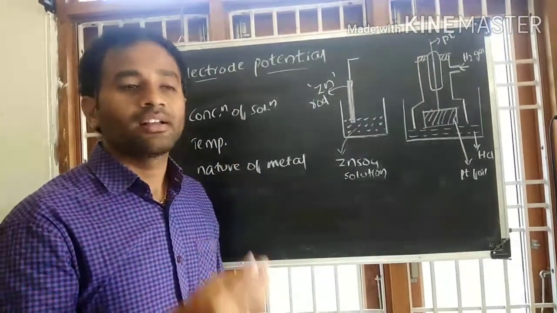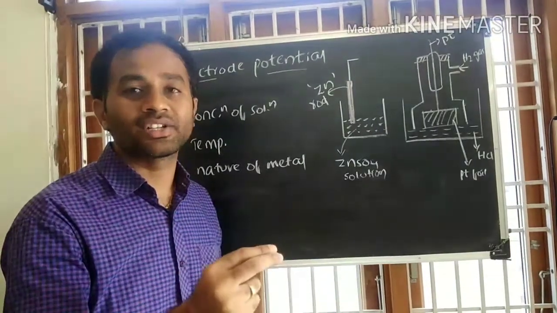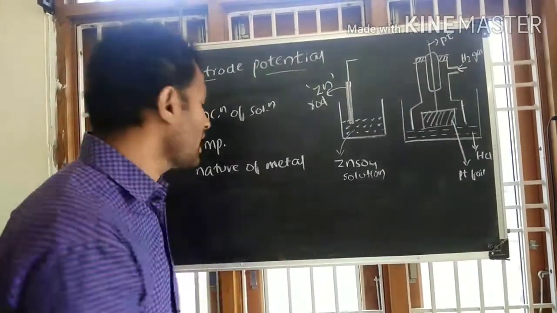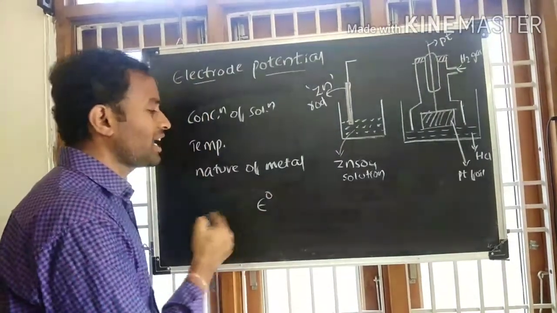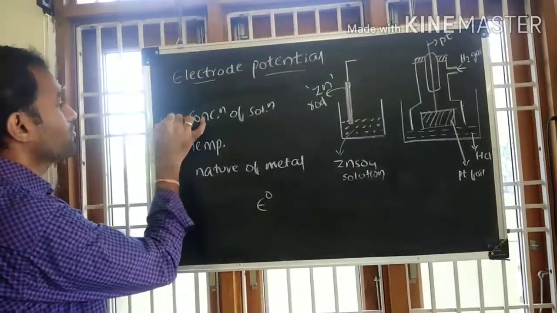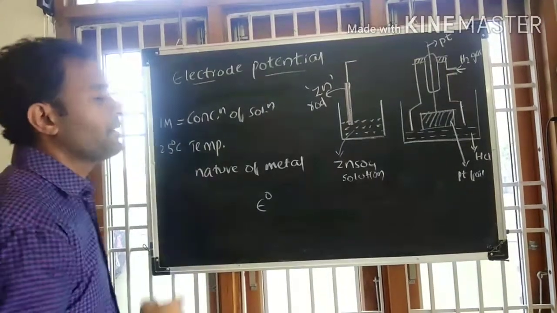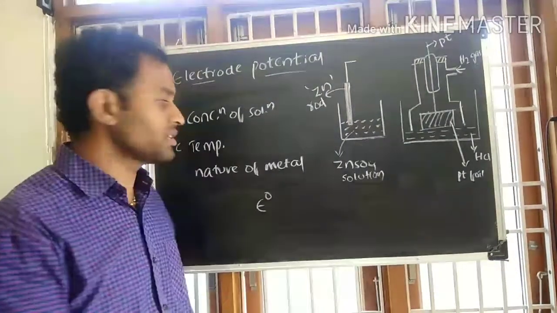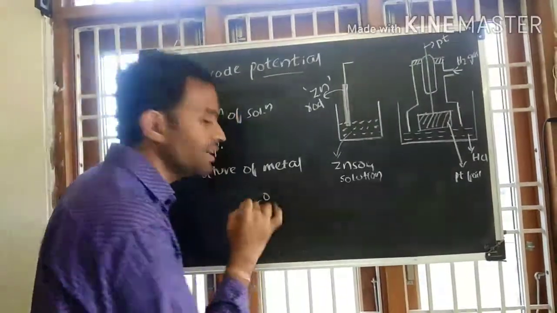So if the single electrode potential value is measured under standard conditions, then that is called standard electrode potential, which is represented by E naught. So the standard conditions means if we take the concentration as 1 molar, and temperature is maintained at 25 degrees Celsius, then the measured single electrode potential is called standard electrode potential, which is represented by E naught.